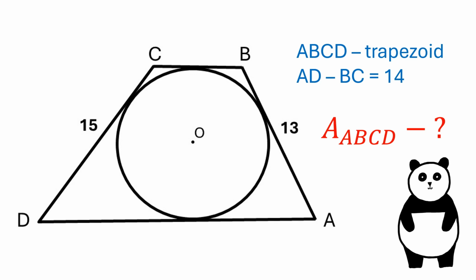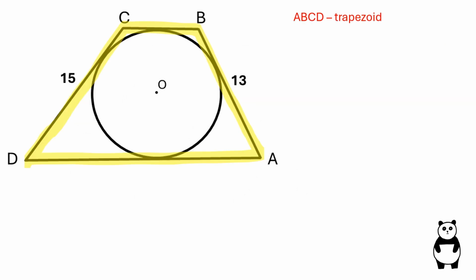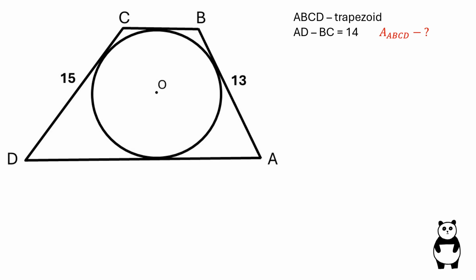Let's solve this problem. ABCD is a trapezoid. AD minus BC is equal to 14. We need to find the area of the trapezoid.